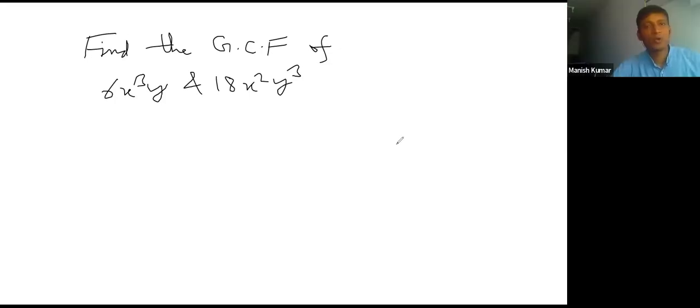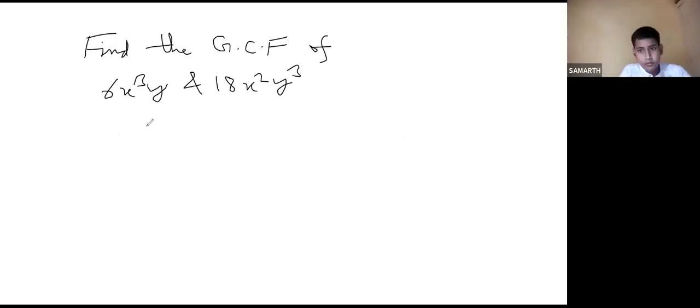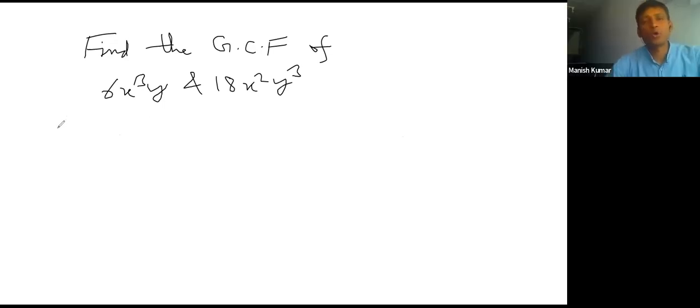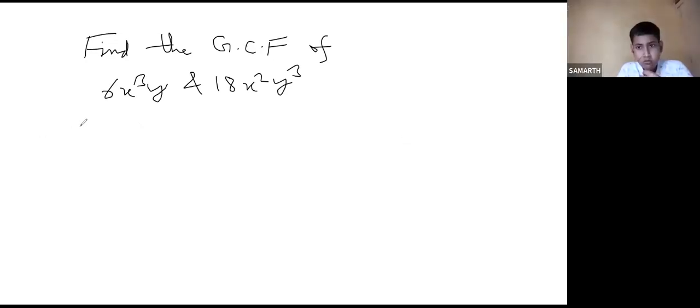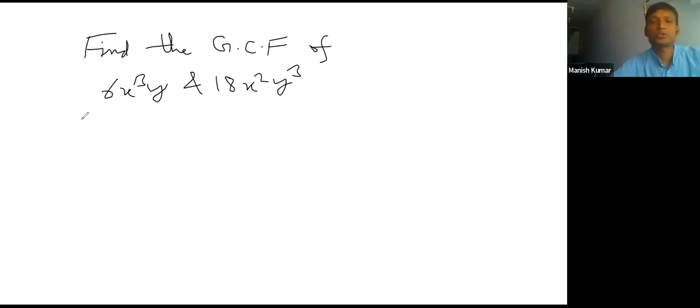Now you have to find the value of GCF of 6x cube y and 18x square y cube. Is GCF and HCF same? Yes, sir. Okay, good. Now tell me how to find the GCF of 6x cube y and 18x square y cube. Can you? Have you gone through this chapter or has it been covered in your school or have I covered this anytime in online class? No, sir, I don't remember. Okay, Nimisha, tell me how to find the GCF of 6x cube y and 18x square y cube.